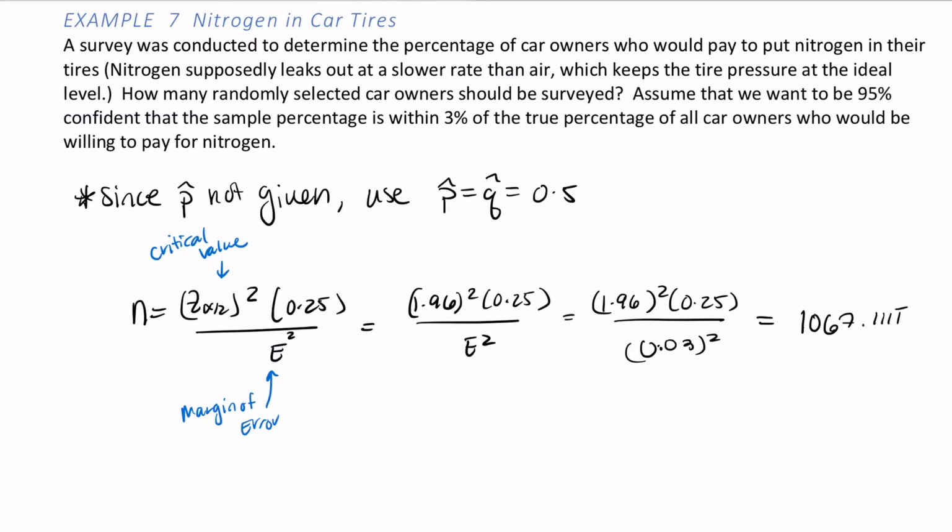A bunch of ones repeating in your calculator. So round it up to the nearest whole number. And I say round up because you can't have 0.111111 of a person. But a sample size of 1,067 may be slightly too small. So to be on the safe side, round up to 1,068. So our sample size is 1,068. This concludes the lecture.